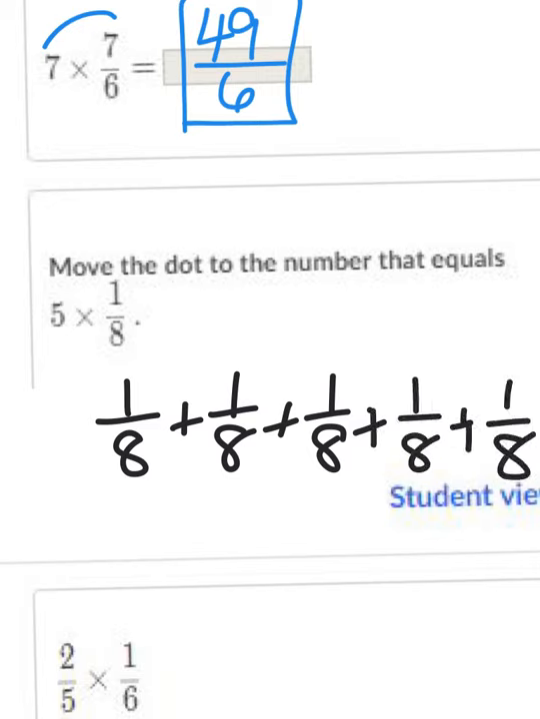Right? Or you could have 5/8. So on that skill, if you get that type of question, it's just going to give you a couple of different options. Okay?